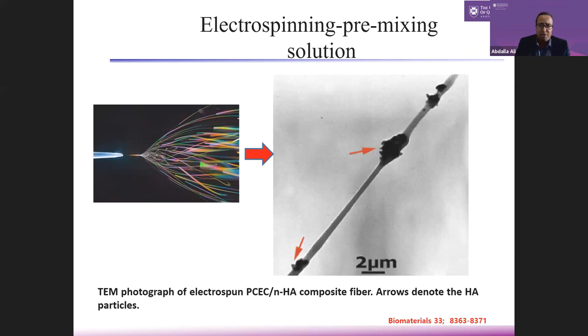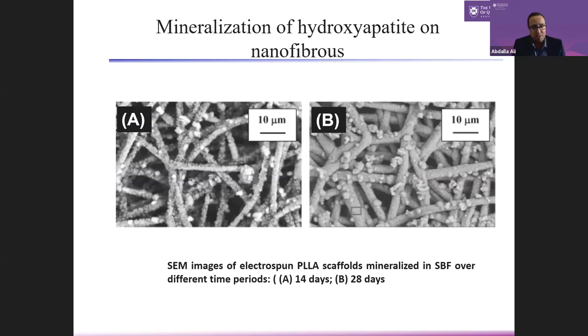There were trials on incorporating inorganic materials onto each single electrospun fiber, but as we can see, there is a lot of agglomeration on the surface that can create a burst release of hydroxyapatite from the surface, and also weakness of the scaffold regarding its mechanical properties.